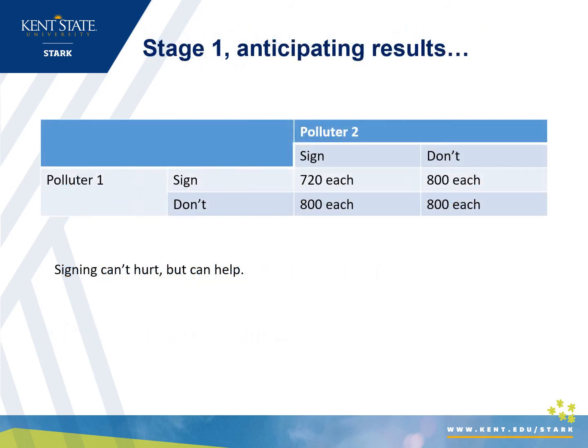So in stage 1, we'd end up with something like this. The decision to sign or not: if both sign, then they have costs of 720 each. If they both don't sign, then the cost is going to be $800 each. So it turns out that you would have a reason to sign as long as you think there's any possibility that the other party might sign. It's also true that not signing is never going to help you. Signing can help, and it can't hurt. So for that reason, we would expect both of the polluters would most likely be willing to sign.